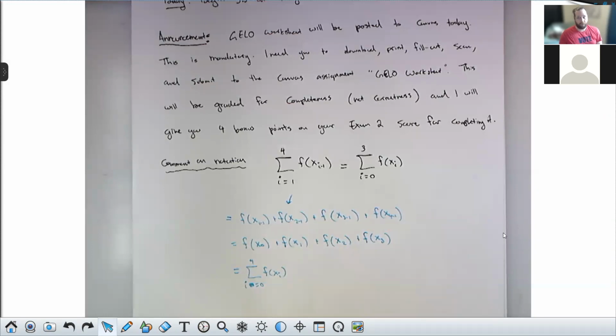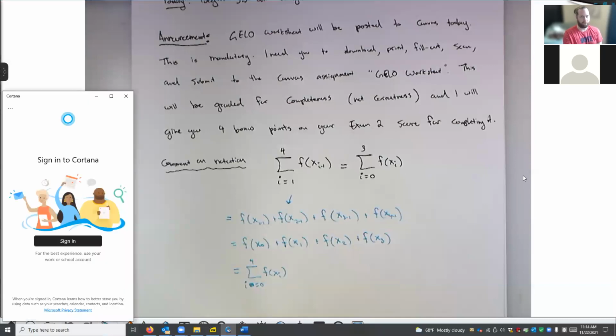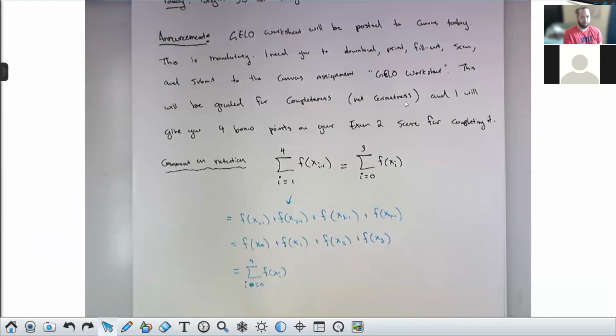But it is very important to the college. It's very important that you guys do those. If you don't do those, I get in trouble. So please, if for no other reason than for the bonus points and as a favor to me, please take the time to download this thing, print it out, fill it out, scan it, and then submit it to Canvas.